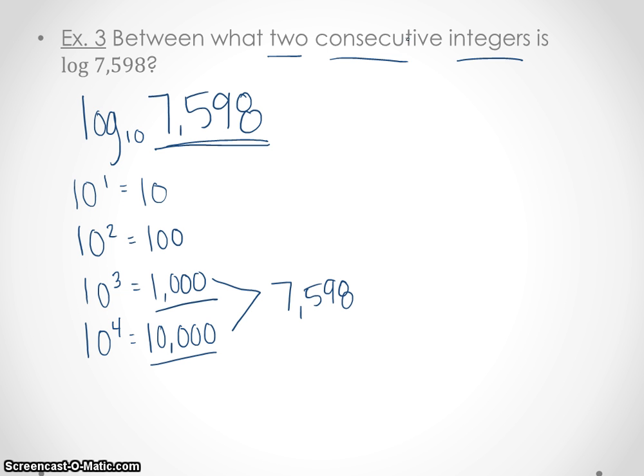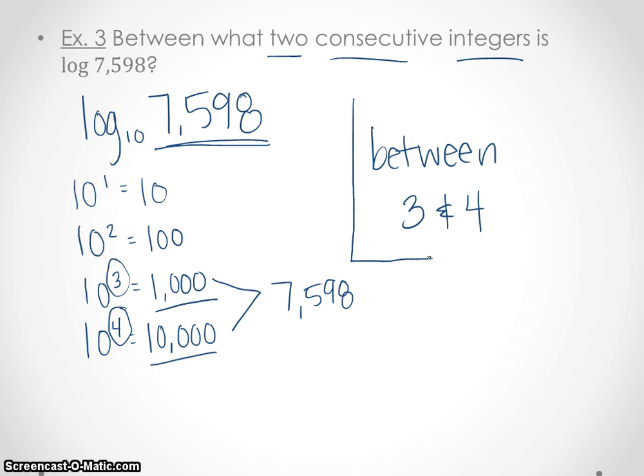So between what two consecutive integers is this log? Well, the log of 1,000 is going to be 3, and the log of 10,000 is going to be 4. So the log of 7,598 is going to fall somewhere between those two numbers. So we would say it's going to be between 3 and 4. And the consecutive integers part just means one comes right after the other, and integers means whole numbers or their opposites.